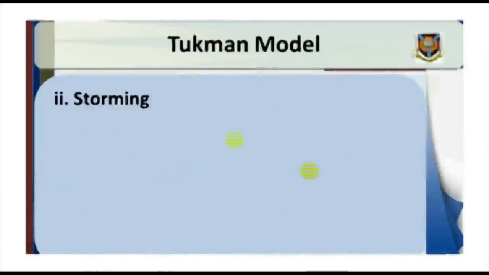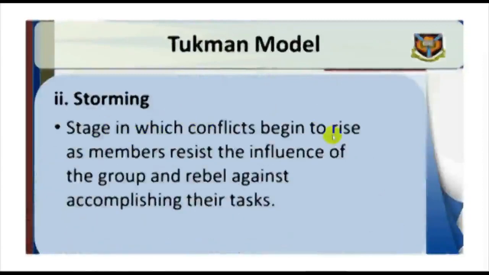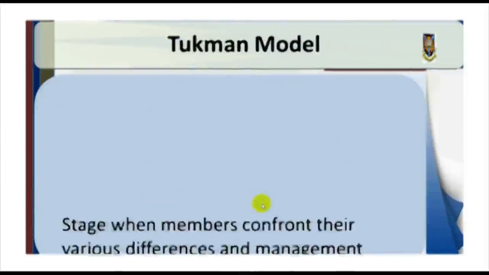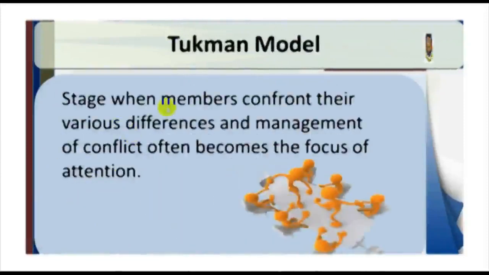2. Storming. This is the stage in which conflicts begin to rise as members resist the influence of the group and rebel against accomplishing their task. It is a stage when members confront their various differences, and management of conflict often becomes the focus of attention.